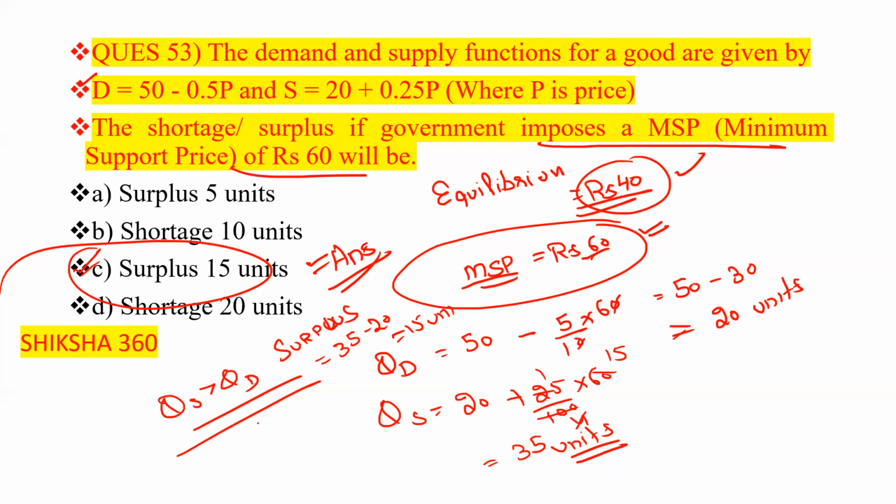Now move to the next question. Is this question clear to all of you or not? Just consider the minimum support price as the new price, which is rupees 60. We can also understand this logically, since the equilibrium price is rupees 40.